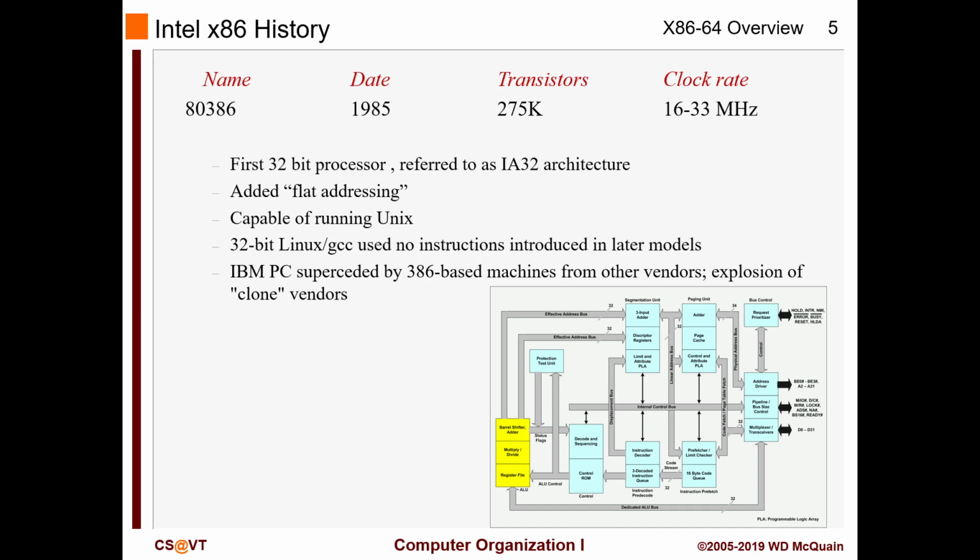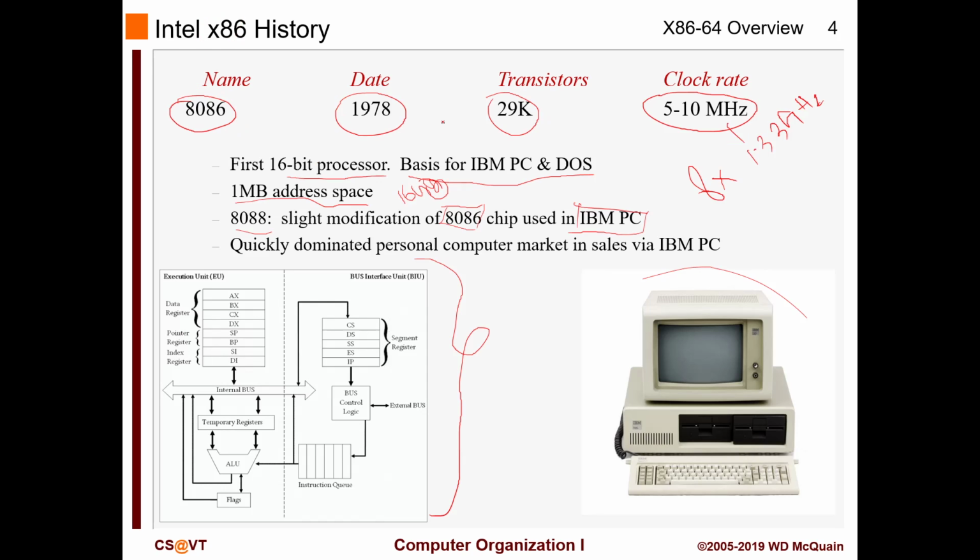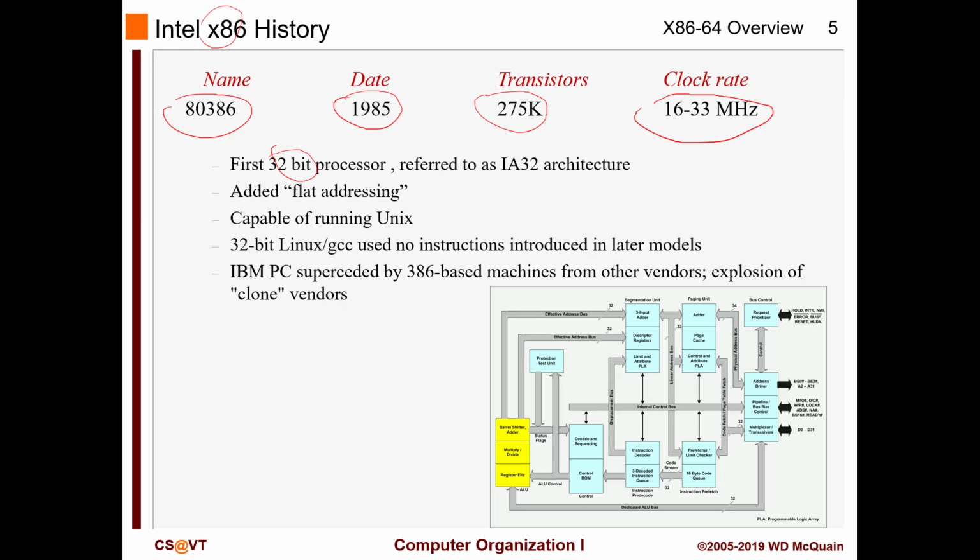Then we have another addition to the x86 family, which is the 80386. It came out in 1985 with even more transistors, and the clock speed also increased. So it was the first 32-bit processor. You saw that the previous one was 16-bit, right? And now it's 32-bit, and it was called the IA32 architecture. But as its name is x86, it still belongs to the x86 family.